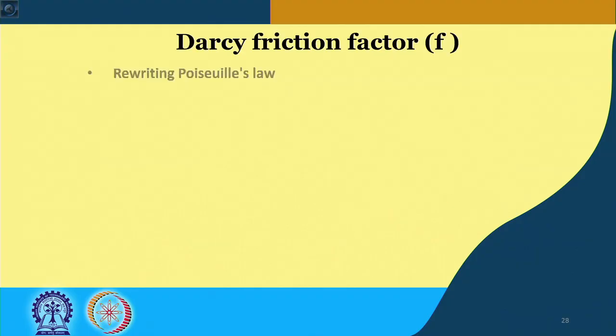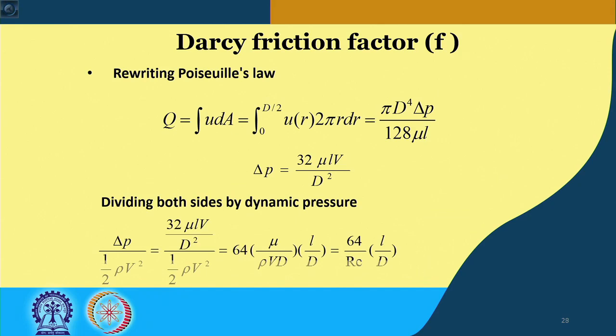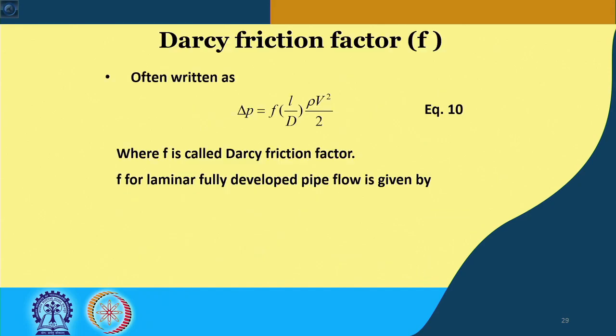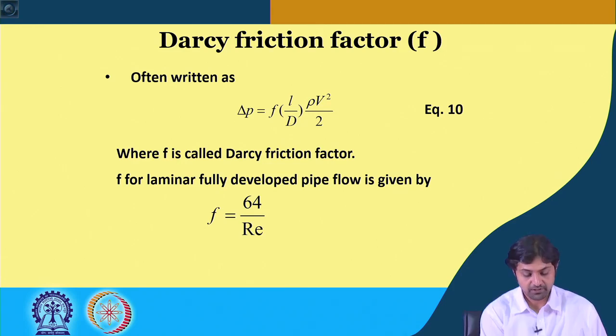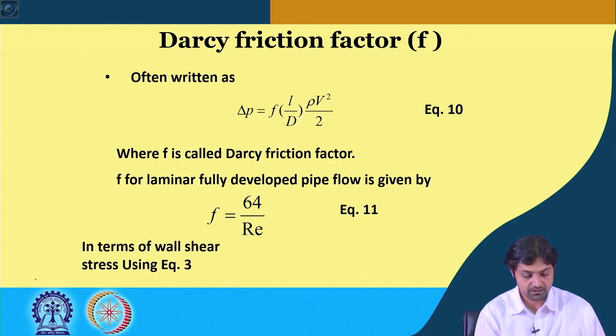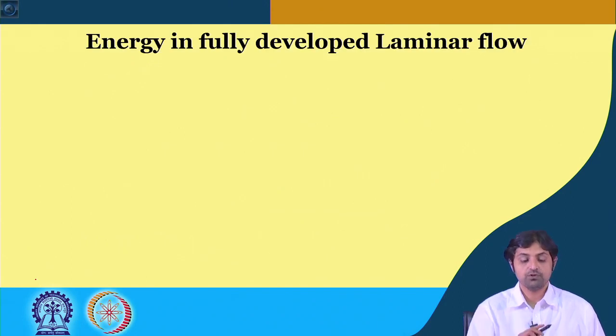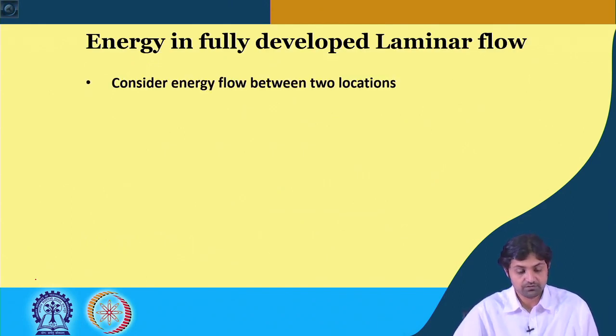Welcome back, student, to this fourth lecture of the pipe flow. Last time we saw the Darcy friction factor, and we saw that for the fully developed laminar flow the Darcy friction was 64 by Re, whereas in terms of wall shear stress it was 8 tau W by rho v square. Okay, now we are going to see about the energy in a fully developed laminar flow.